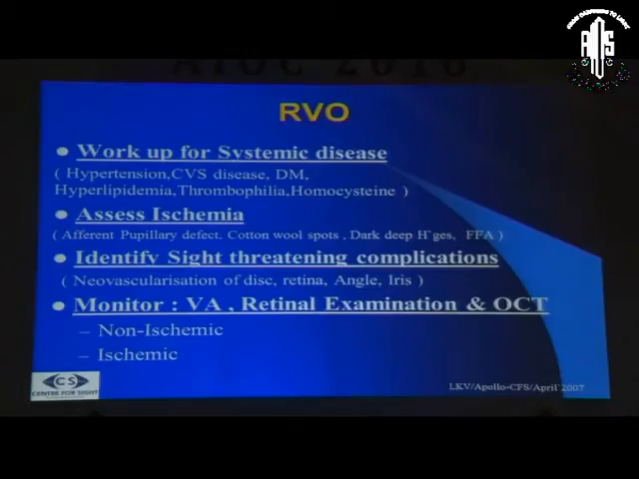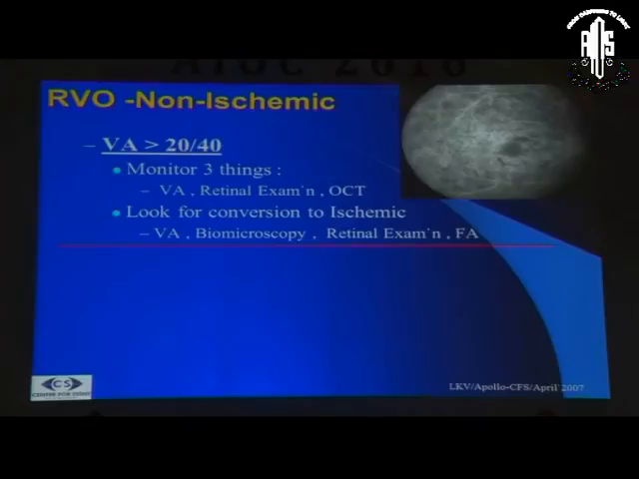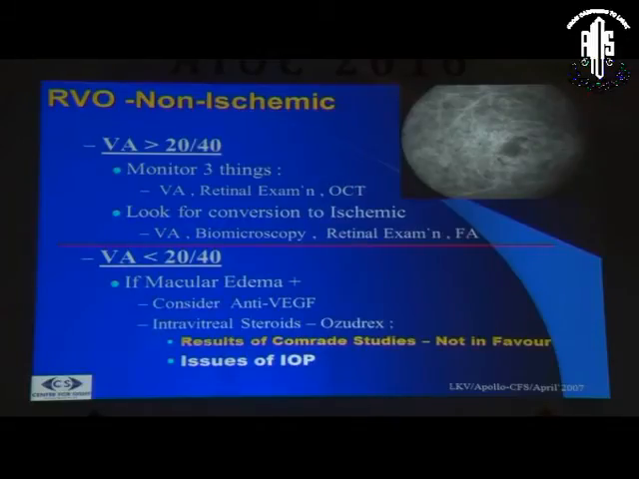Try to differentiate non-ischemic and ischemic. In a patient who has non-ischemic RVO and if vision is good, like 6/12 or 6/9, then we monitor the 3 things: visual acuity, the fundus photograph and the OCT. And look for conversion because there are chances that the patient may convert from non-ischemic CRVO to ischemic also. So the patient has to be kept under observation. However, if the vision is less than 6/12 and if macular edema is present based on your OCT, consider anti-VEGF as the first line of treatment.